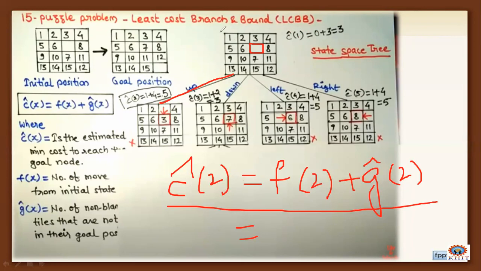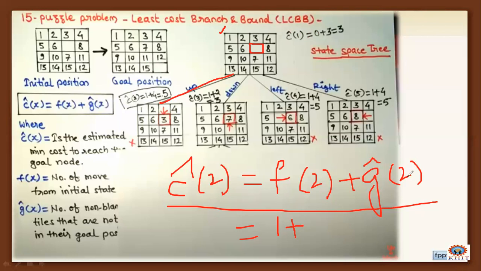So this is the initial state. How many moves are done from the initial state we will consider here. Only one change is done. Why? Because 3 is available in the first row, but here 3 is available in the second row, third column. So F of 2, the number of moves from the initial state, is only one move. Now find the G cap of 2 value.